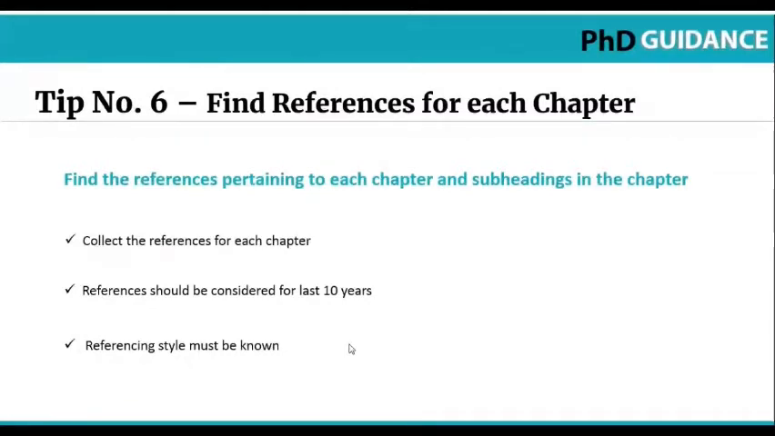Tip number 6, find the references for each chapter. See, we have to include references in each and every chapter. So it is better to collect all your references and then divide them accordingly, deciding which ones you want to cover in each chapter. Always find references for each chapter before planning further. Try not to use references older than 10 years. References from the past 10 years will maintain consistency and reliability.